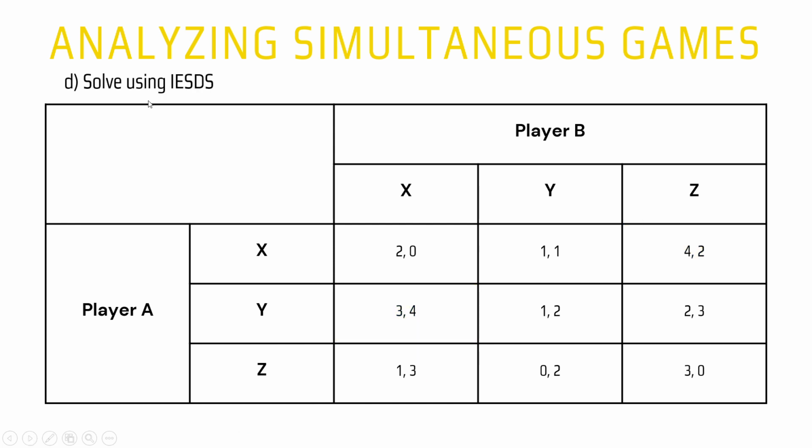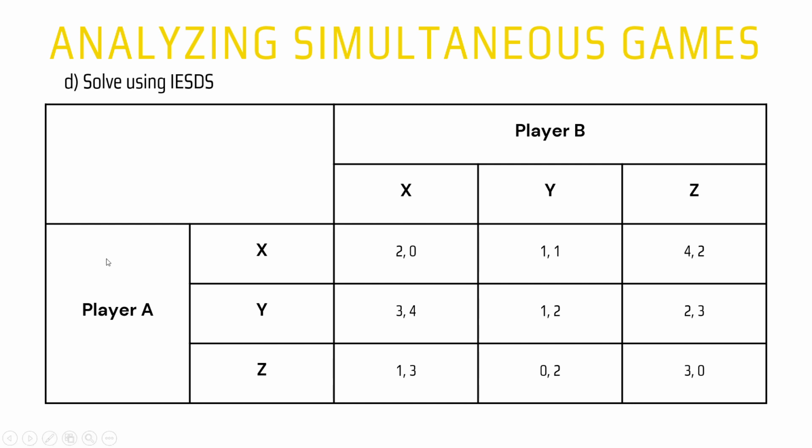So lastly, solve using IESDS. IESDS stands for Iterative Elimination of Strongly Dominated Strategies. It can be used to find Nash equilibria. Assuming that we do this correctly, the answer that we should get here should be the same as the one earlier since it is the Nash equilibrium. What we do here is reduce the number of outcomes to be considered in the game. We basically eliminate all of the dominated strategies.